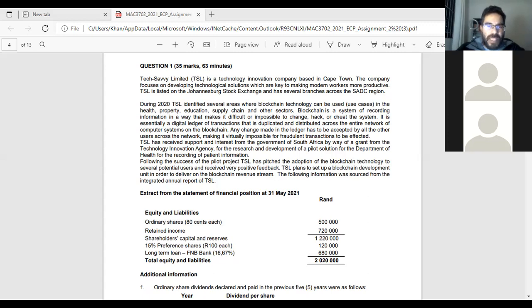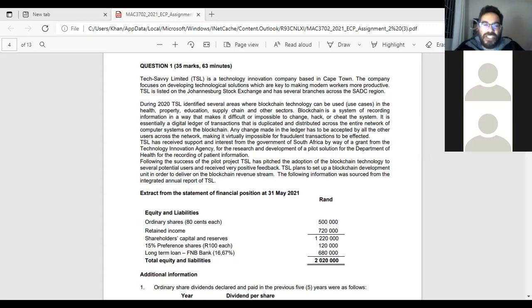TSL has received support and interest from the government of South Africa by way of a grant from the Technology Innovation Agency for the research and development of a pilot solution for the Department of Health for the recording of patient information. Following the success of the pilot project, TSL has pitched the adoption of the blockchain technology to several potential users and received very positive feedback. TSL plans to set up a blockchain development unit in order to deliver on the blockchain revenue stream. The following information was sourced from the integrated annual report of TSL.